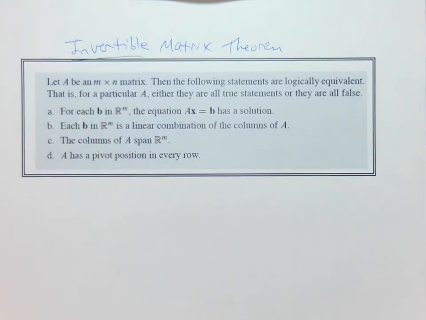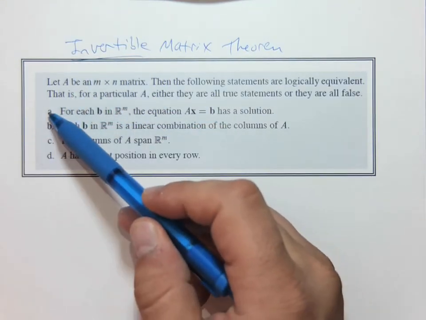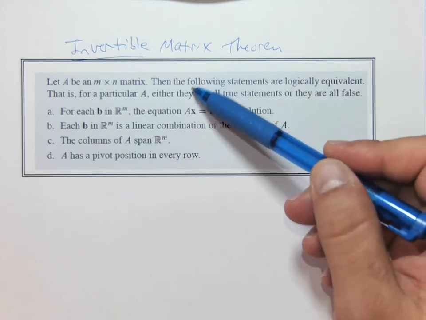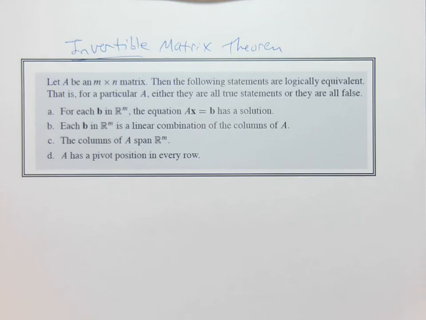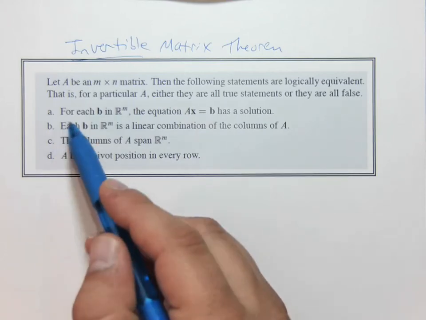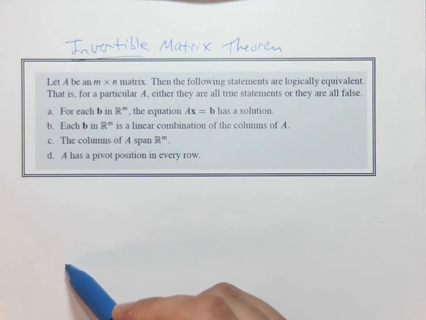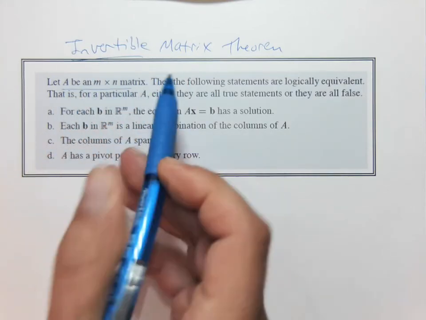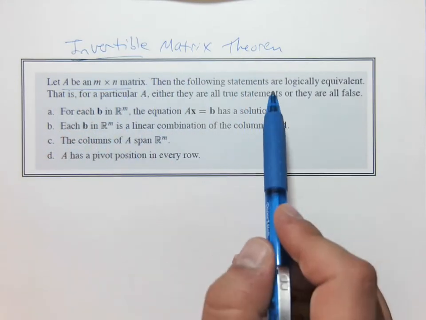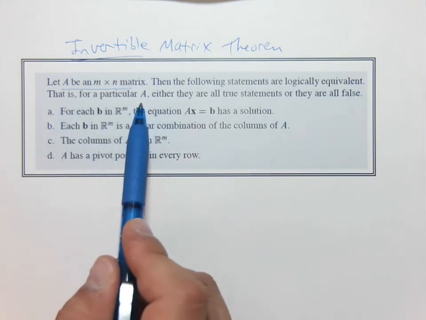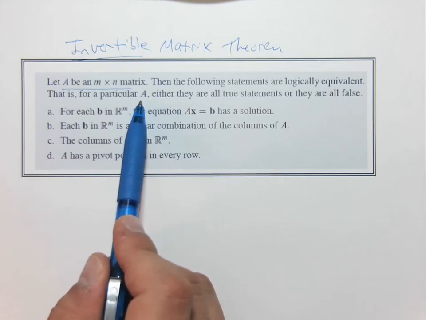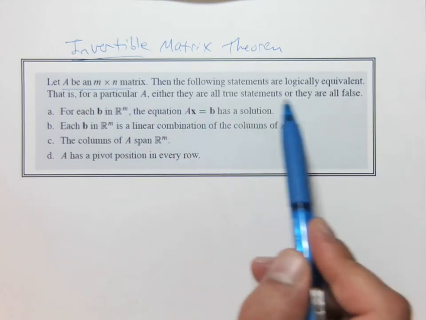So we're kind of hiding it a little bit here, but just notice that it has A, B, C, D parts. By the end of the course, every section we tack on one or two additional parts to that. And so by the end of the course, these go down through M or N, I think. But let's read through it and see what it says so far. So let A be an m by n matrix, so not necessarily square. Then the following statements are all logically equivalent. What that means is, for some particular matrix A, they're either all true or they're all false.